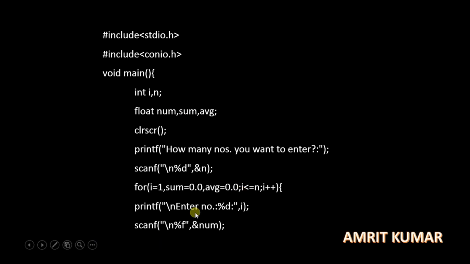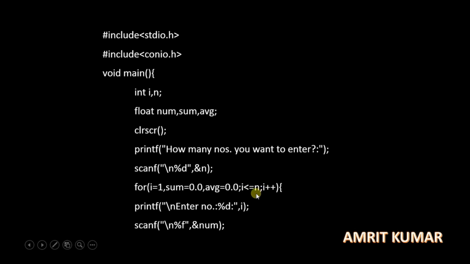Then comes i plus plus, which is the increment operator, what we can call the post increment operator. Because of this multi-line statement, I have used the curly braces here. After that, I am using a sequence of statements, that is printf "Enter number %d". Whatever the value of i is here, because i is 1 now, it is going to print 1 till n, because the condition is going to be like this.